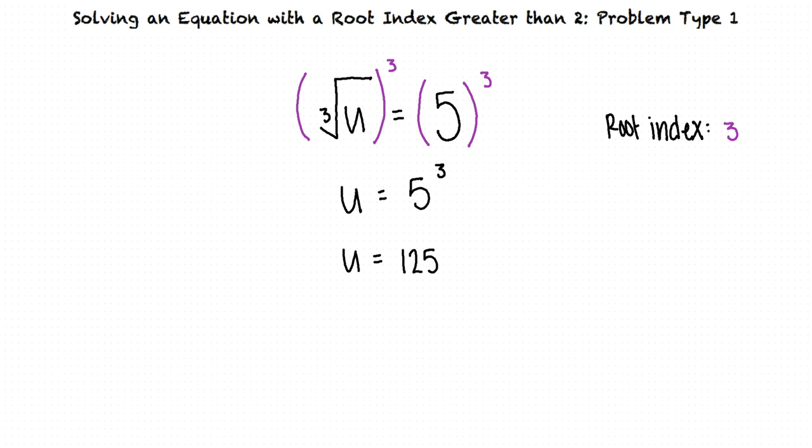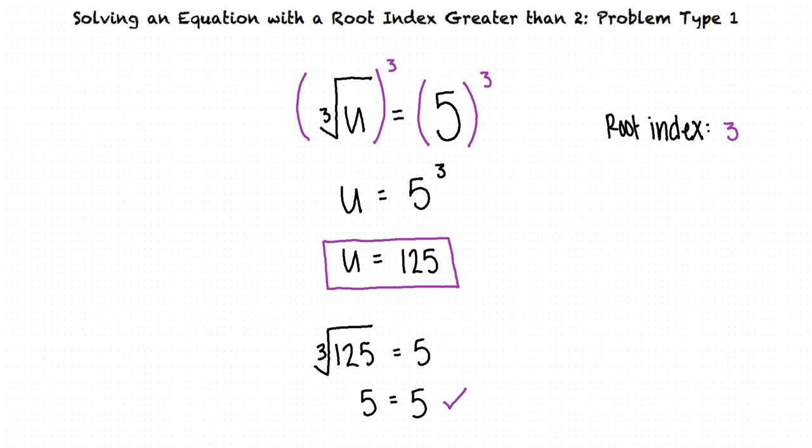We can check this answer by substituting 125 back into our original equation for u, and we see that the cube root of 125 equals 5, so we're left with 5 equals 5. Because this equation is true, this tells us that our determined solution is correct.